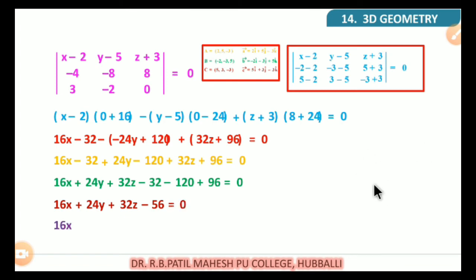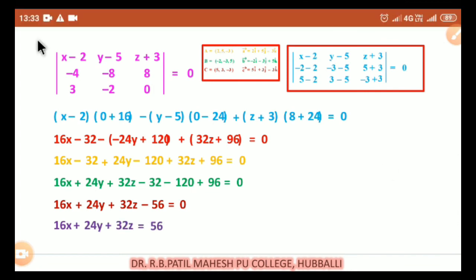So here we can write it as 16x plus 24y plus 32z equal to 56.